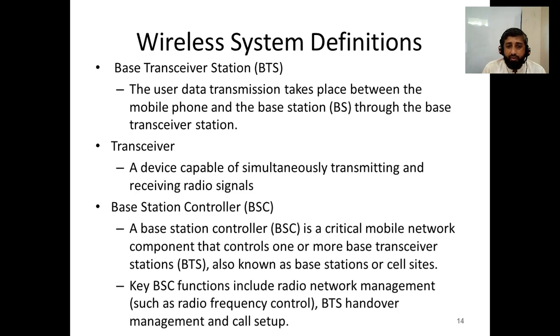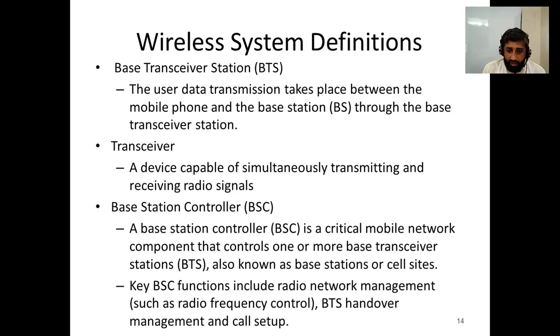So what is a base transceiver station? It is the transceiver of the base station. Basically the data transmission is done at the BTS. The communication from base station to the mobile station or from mobile station to the base station goes through this BTS, because it is equipped with the necessary circuitry and the antennas to establish the communication.